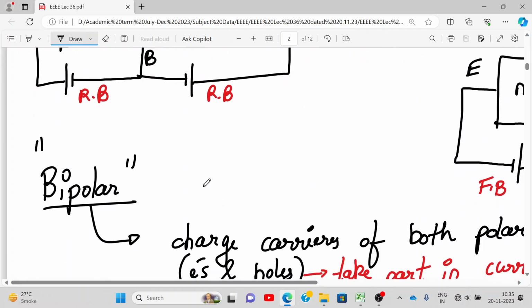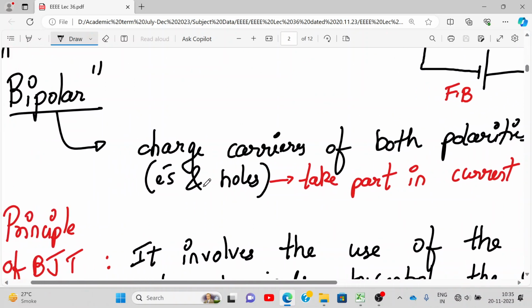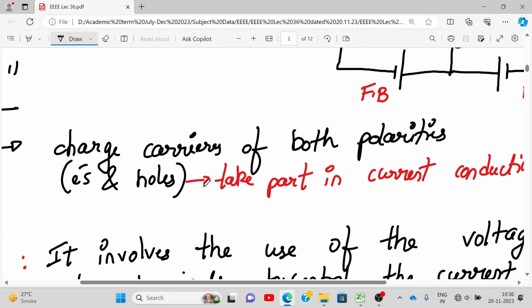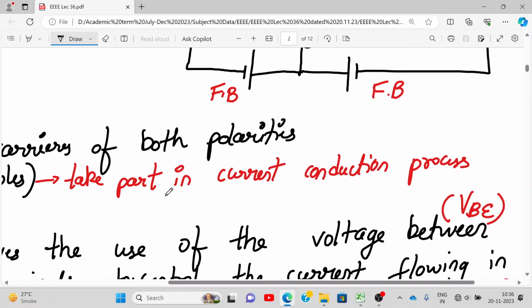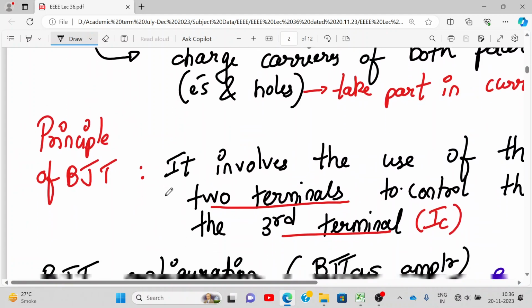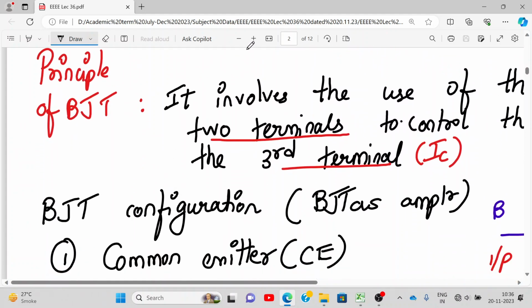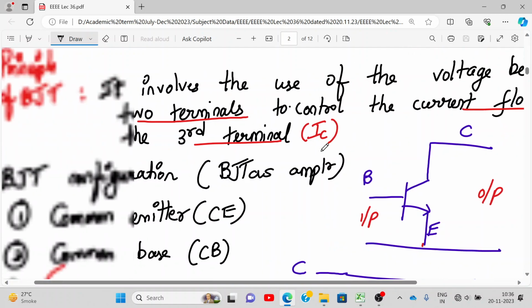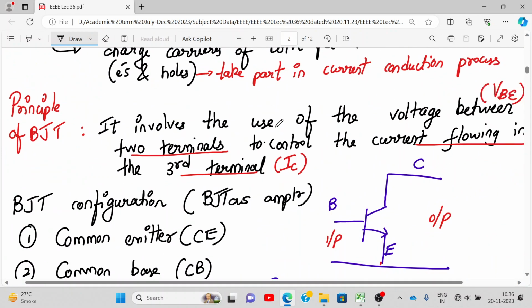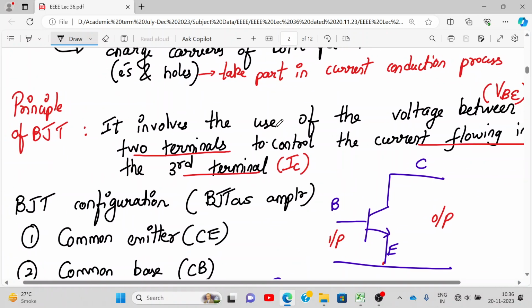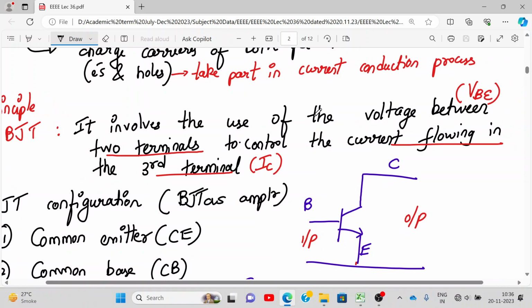Okay. Now next, I have already explained the word bipolar, right? Bipolar means charge carriers of both polarities, that is electrons and holes, take part in the current conduction process. Agree? Okay. Now, what is the principle of BJT? Write down this as it is, with the way I've written over here. The principle of BJT is that it involves the use of voltage between two terminals to control the current flowing in the third terminal.